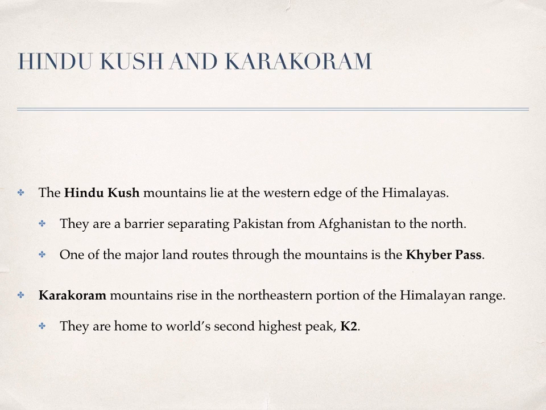Hindu Kush and Karakoram. The Hindu Kush Mountains lie at the western edge of the Himalayas, kind of between Pakistan and Afghanistan. One of the major land routes through these mountains from Pakistan to Afghanistan is the Khyber Pass. If you can control the Khyber Pass region, you can control most of the trade between those two countries. The Karakoram Mountains are in the northeastern portion of the Himalaya range, and they're home to the second highest peak in the world, K2.